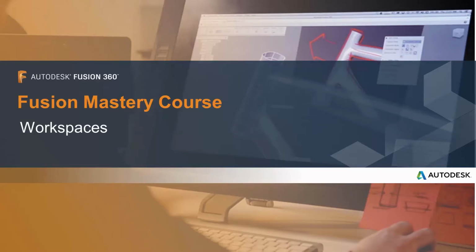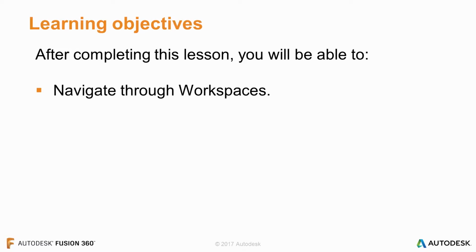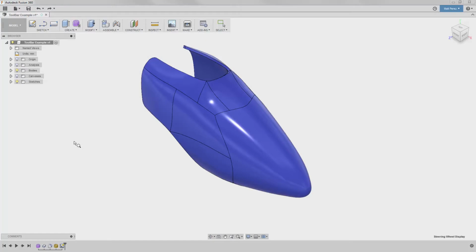In this lesson, we'll be talking about workspaces. After completing this lesson, you'll be able to navigate through workspaces. We've already navigated through workspaces and looked at the differences between some of the toolbars and access to tools. So you should be fairly comfortable with moving between workspaces. We've already noted that things like the marking menu and the toolbox are workspace specific.